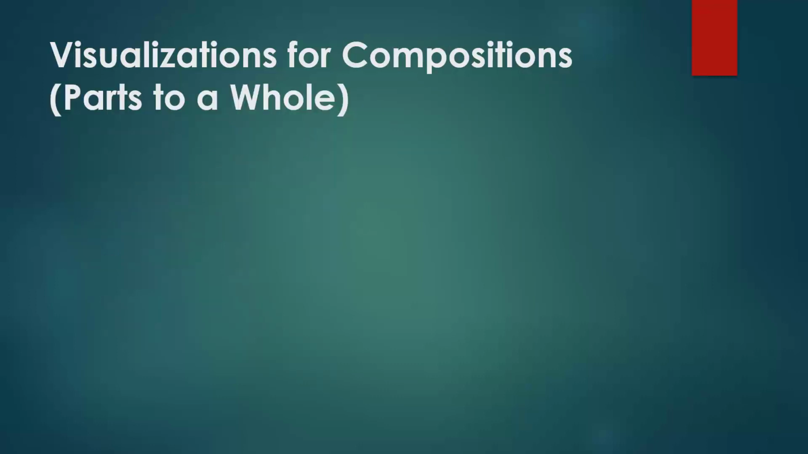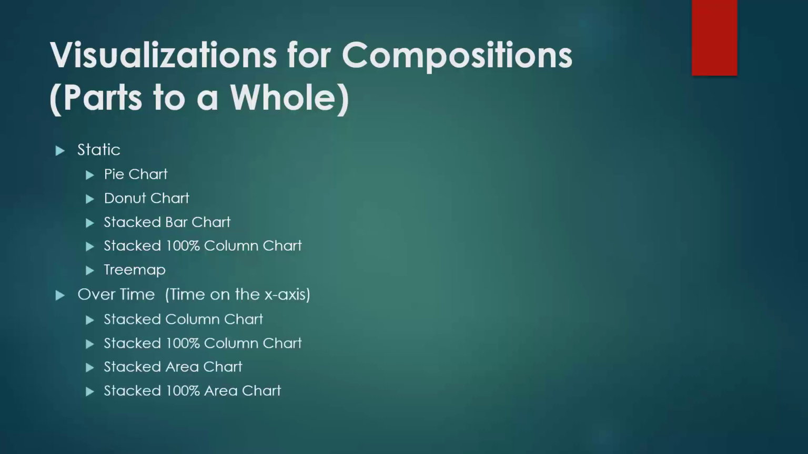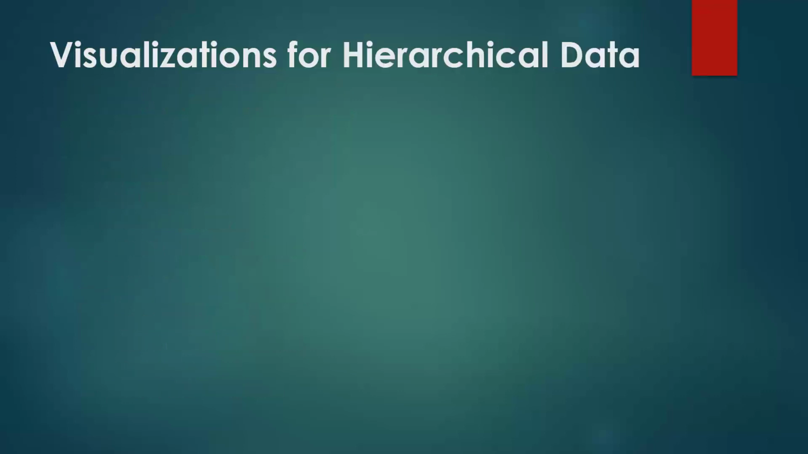To show parts of a whole or compositions, for static purposes, we have the pie chart, the donut chart, which is a variation of the pie chart, a stacked bar chart, a stacked 100% column chart, or a tree map. If you want to show trend over time for compositions, you can do a stacked column chart, stacked 100% column chart, or an area chart, or a stacked 100% area chart. For hierarchical data, you can do a tree map or a starburst chart.